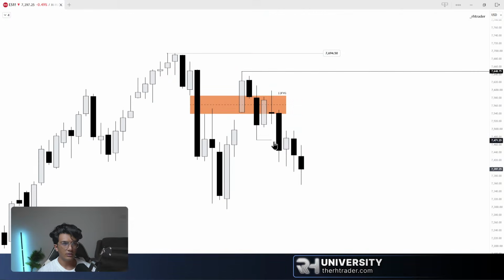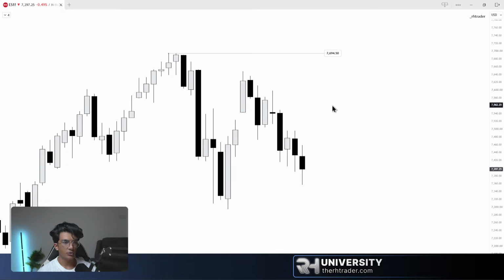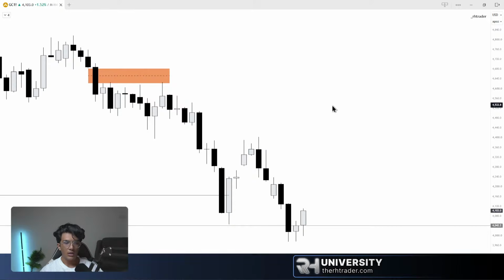So it should be quite clear. We will still keep our objectives there, right? So that's not an issue, but we'll see what price wants to do going forward. Now let's move to gold.